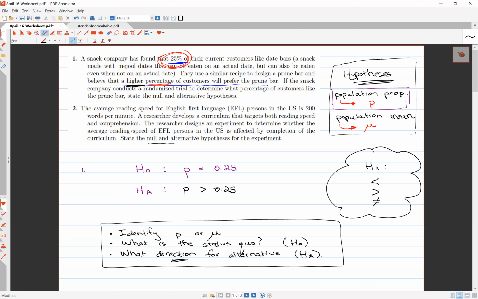But here it said state the null and alternate hypotheses, and there we have them. It's just those two statements. One of them is the parameter is equal to a specific value, and that specific value is the status quo. And the second one is the parameter, in this case, because the sentence said higher, our alternative says P is higher or greater than the 25%. Does anyone have a specific question about this first example?